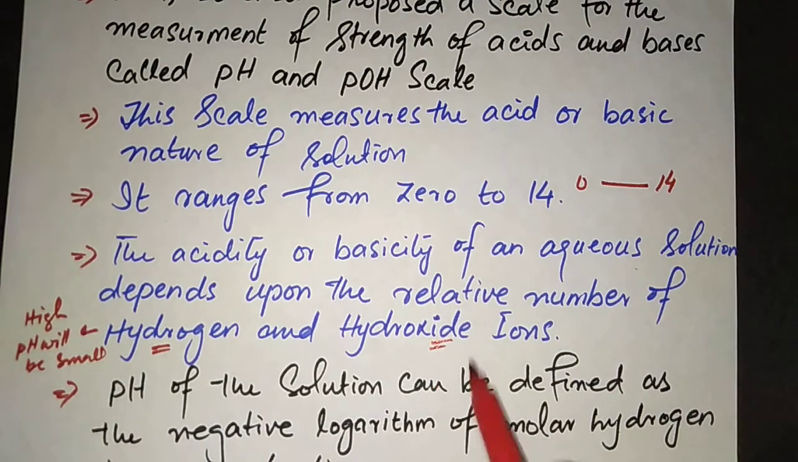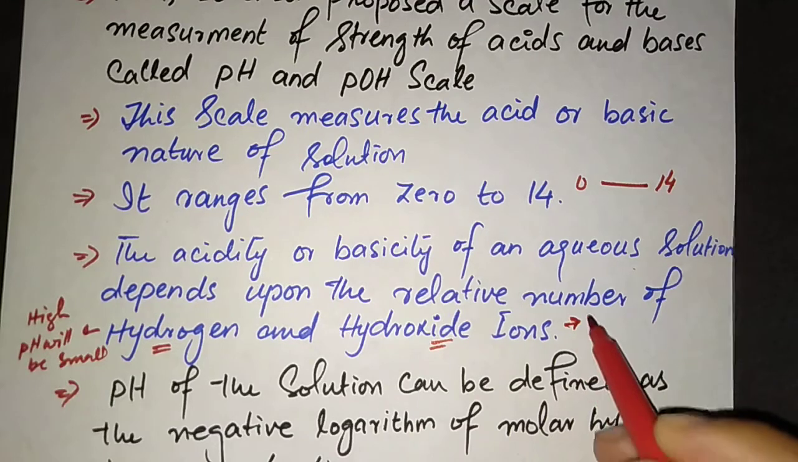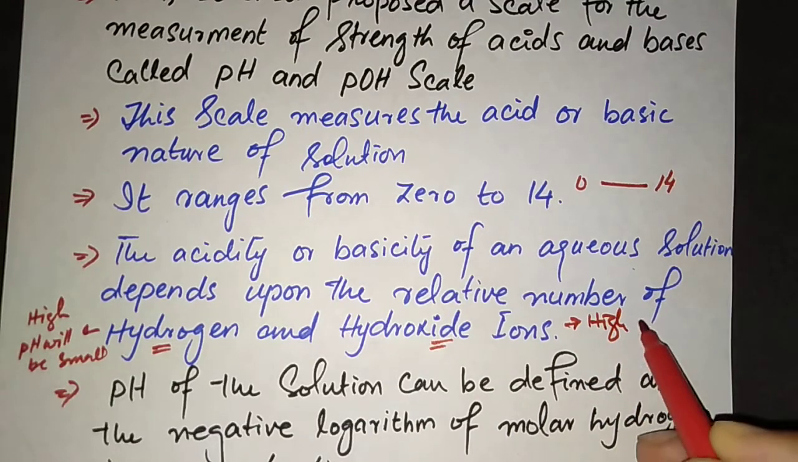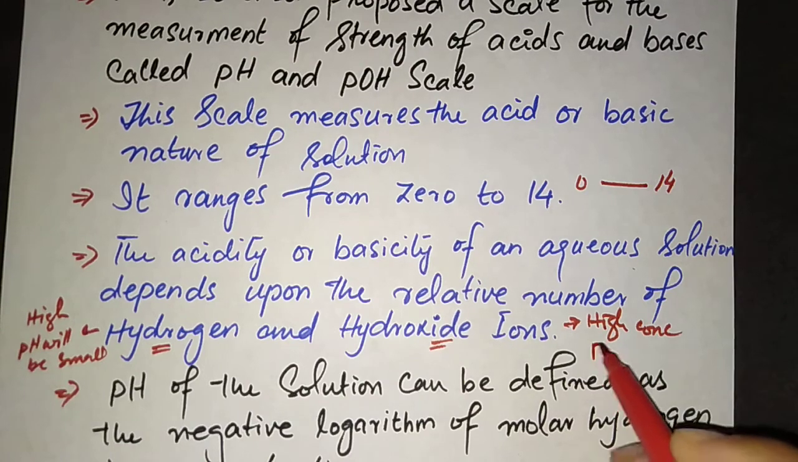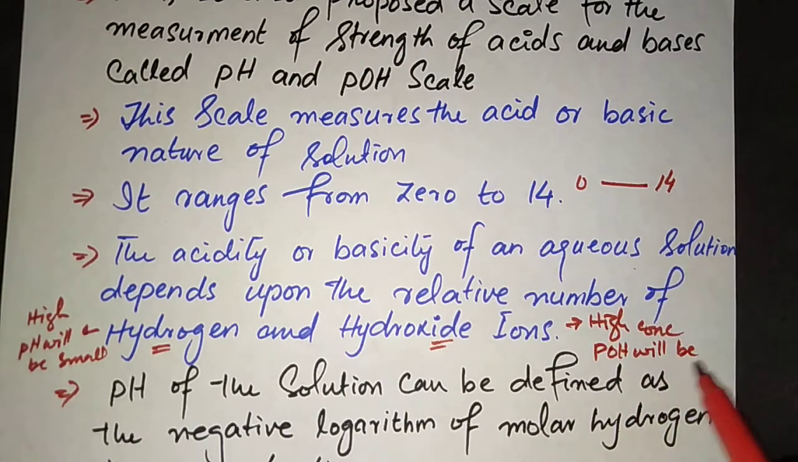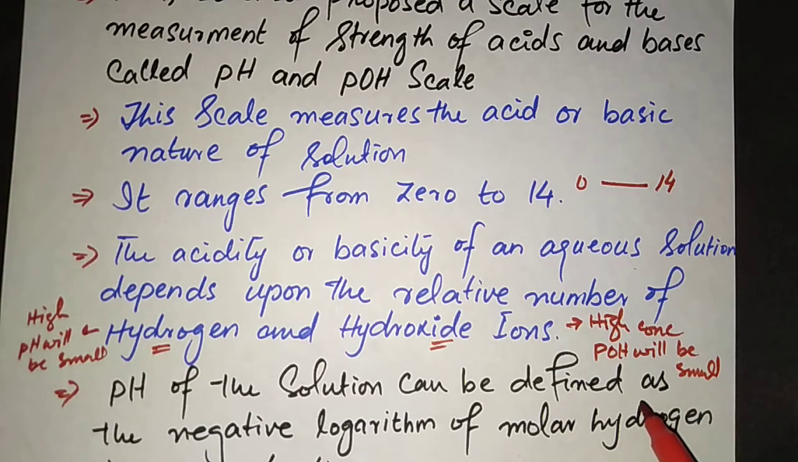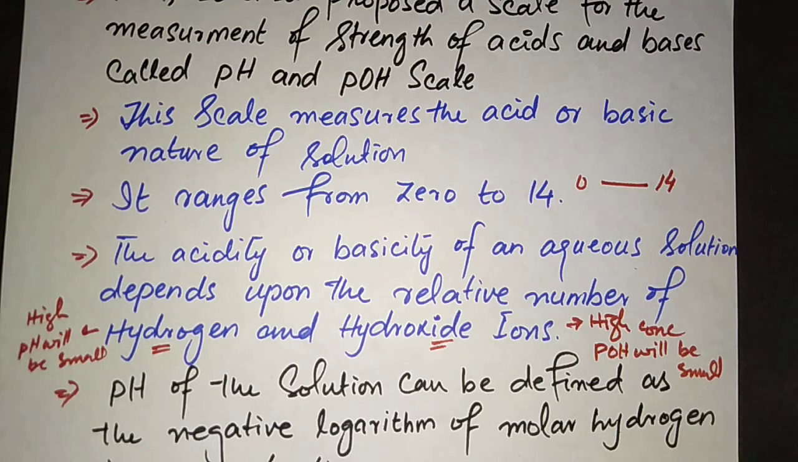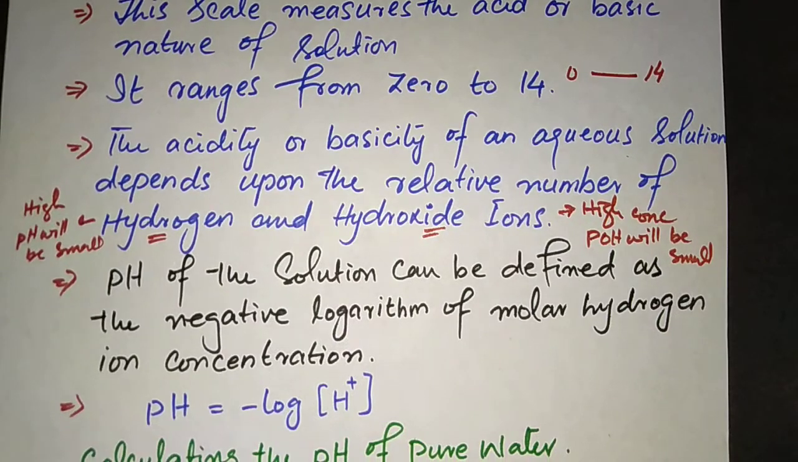Similarly, if the hydroxide ion concentration is high, it means that the pOH will be a small number, and ultimately the basic nature of the solution will be high, or the solution will be more strongly basic.